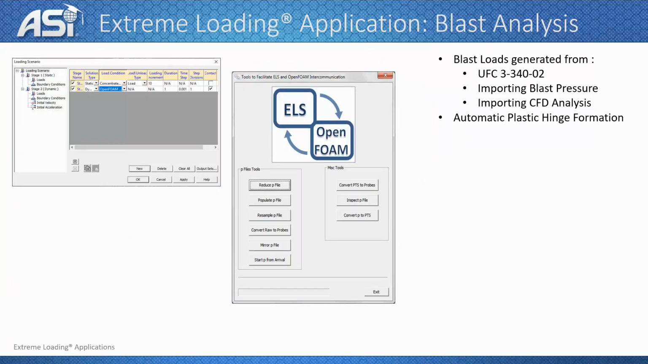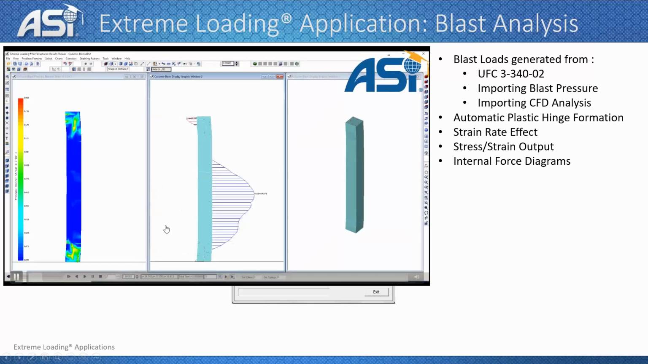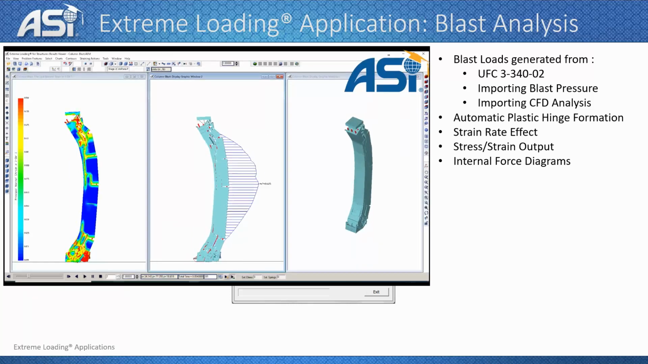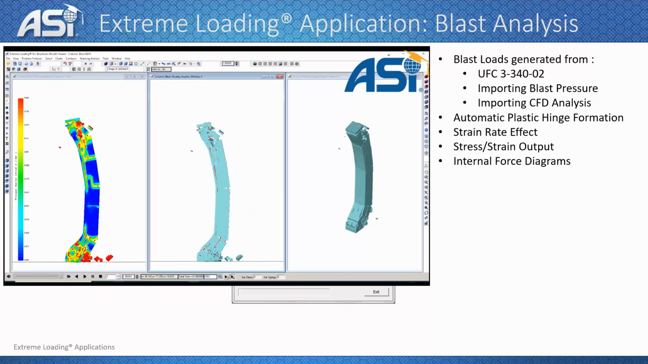Of course, when we are doing blast analysis, you don't have to assign plastic hinges because plastic hinges are formed automatically. Strain rate effect is considered automatically inside ELS. You can get stress and strain output as well as internal forces diagrams. And by the way, ELS is the only software available in the market that uses solid elements and still gives users the ability to generate internal forces diagrams like bending moment, normal forces, and shear forces.